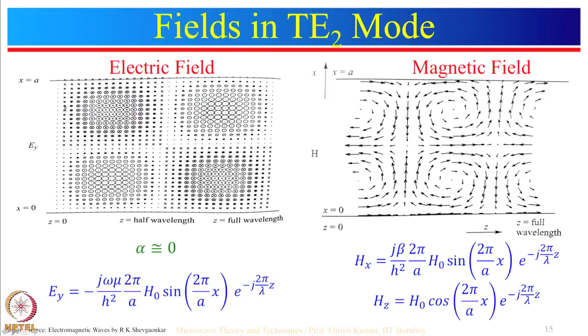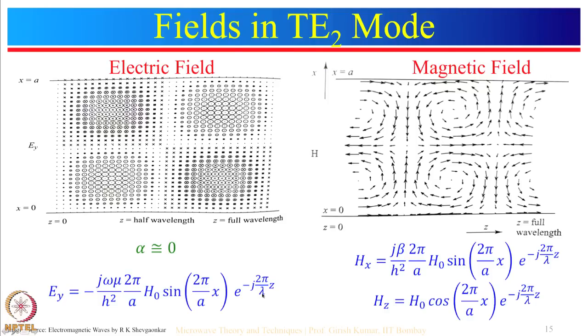And the maxima will be at x equal to a by 4 and at x equal to 3a by 4. So, there is a two half sinusoidal variation of the electric field in the x direction.